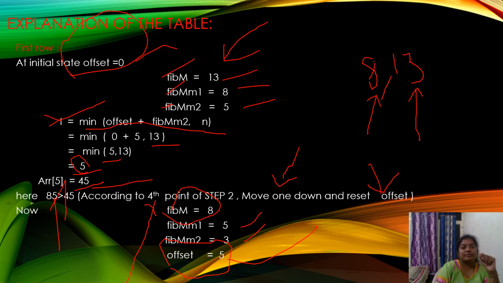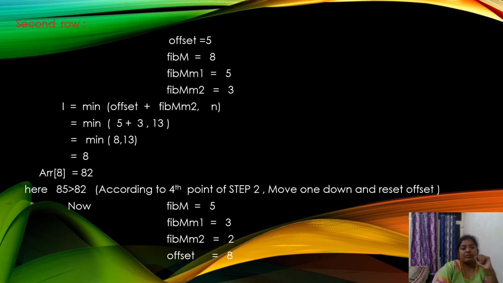This becomes the input to the second row. Coming to the second row, the offset is 5 and the Fibonacci number is 8, so the previous values are 5 and 3. Similarly, perform the same steps as in the first row. Calculate I; automatically the index is 8. What is the 8th element? In the given array, that is 82.